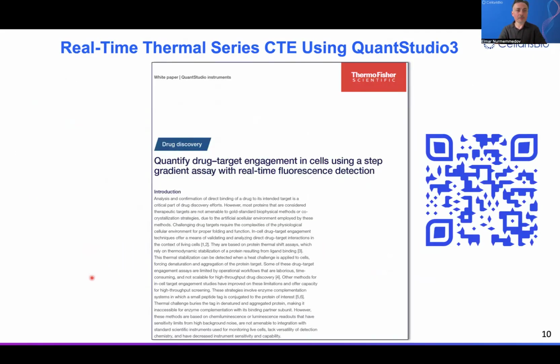And we also have recently completed an application note with Thermo Fisher Scientific using our real-time system in their QuantStudio machines. And this application note is available on the web, on our website, as well as through direct contact with our team members.